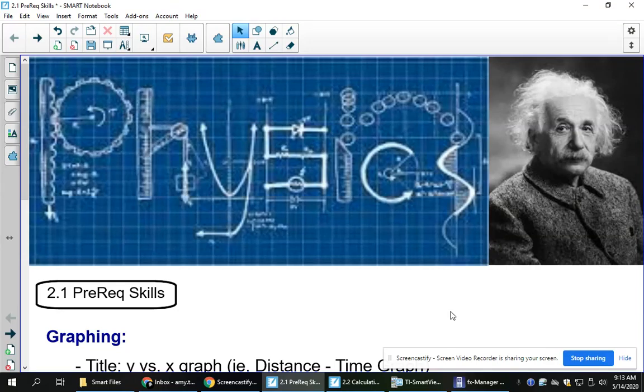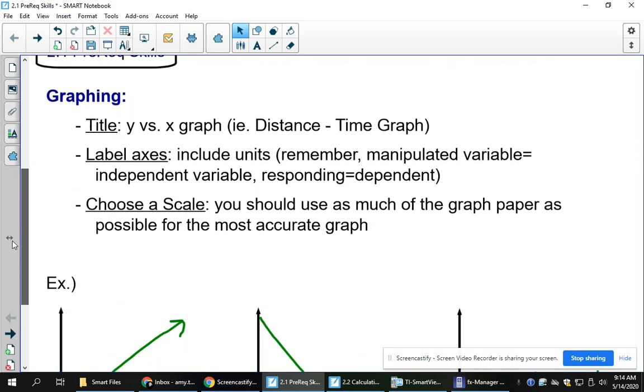Hi guys, today's lesson, the first physics lesson, is 2.1 and it's on prerequisite skills. So these are skills that you need in all of physics to be successful. So we're going to spend some time on some of the basics. The first slide in your notes is on graphing.